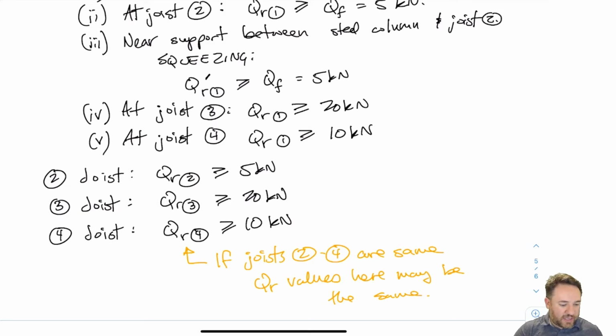Next, we're going to look at the calculation of the different parameters that are used in the bearing resistance equations.